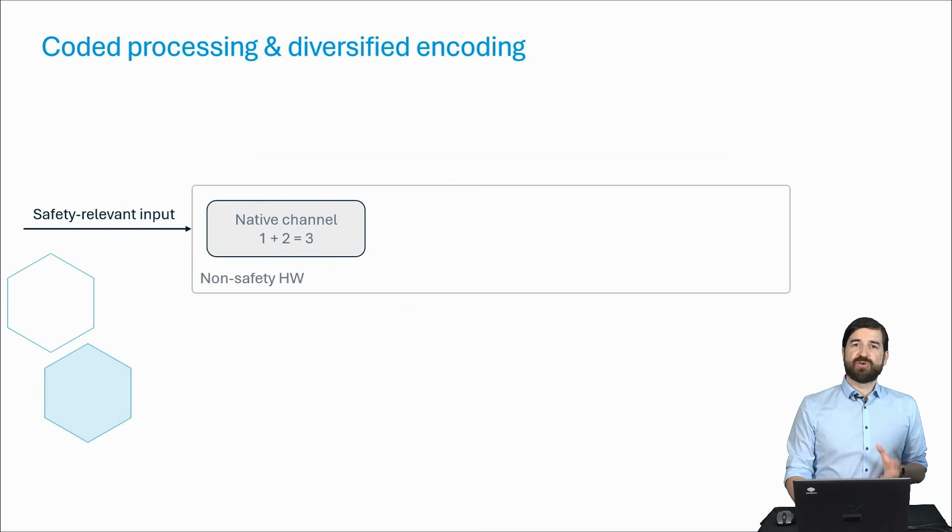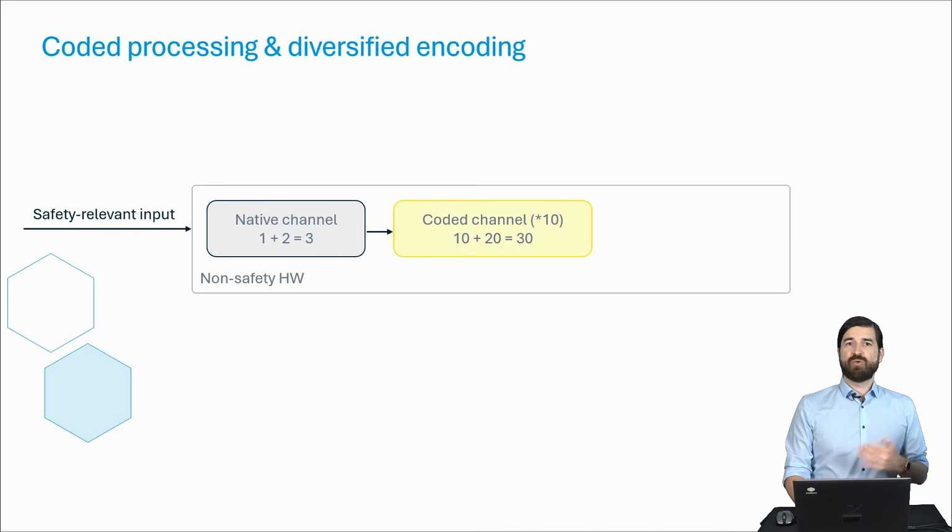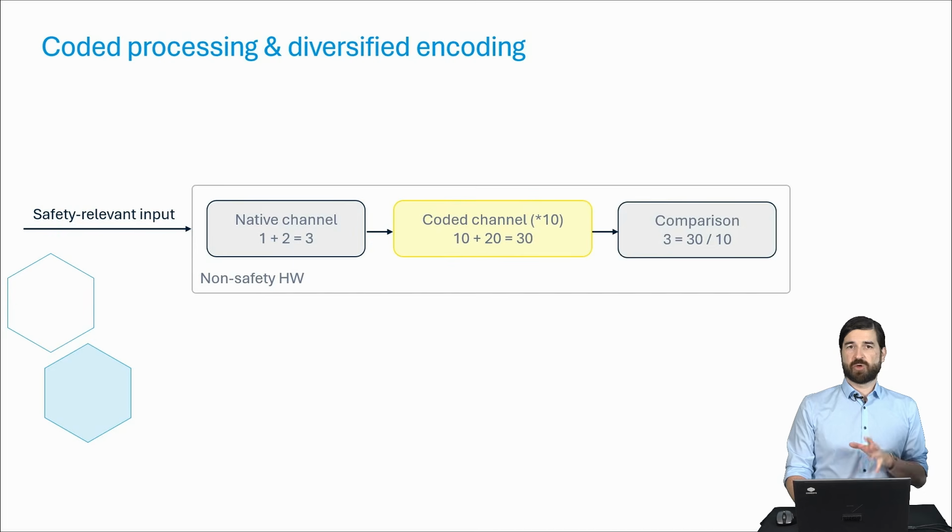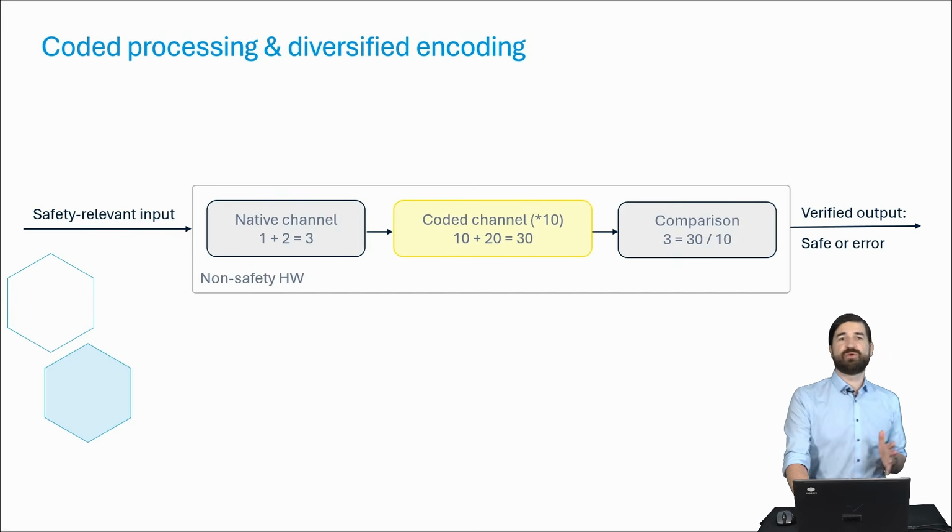The native channel first processes this normally and gets the result 3. Sequentially, the coded channel then applies a diversification factor, in this simplified example, multiplying by 10. So it computes 10 + 20, which equals 30. Then the comparison step checks, does 3 equal 30 divided by 10? If yes, the result is verified as safe. If not, an error is flagged.